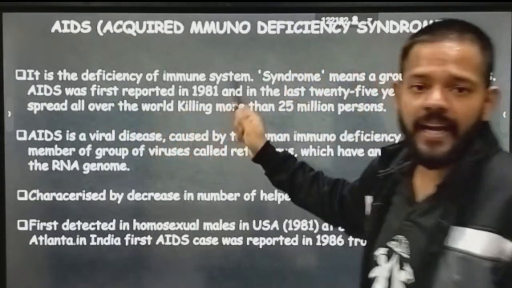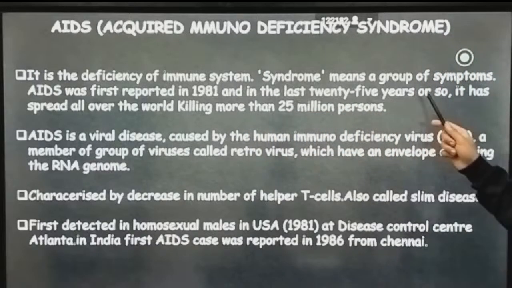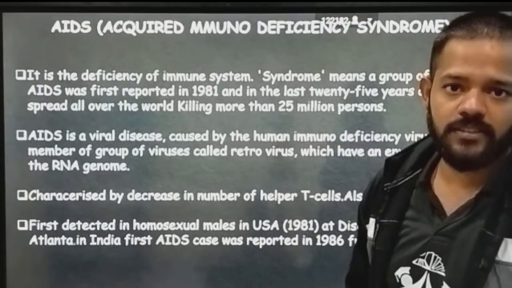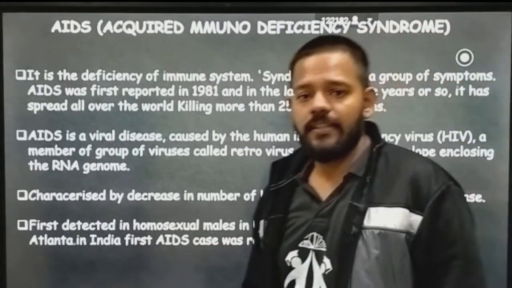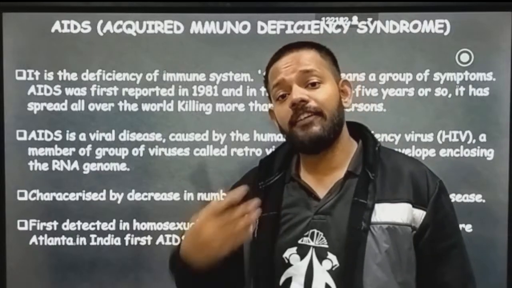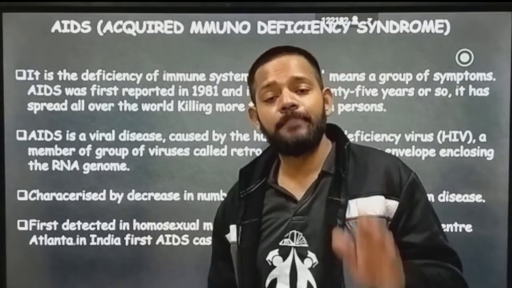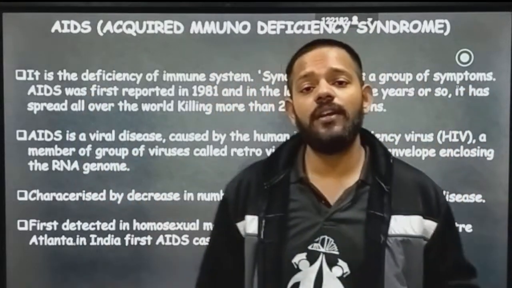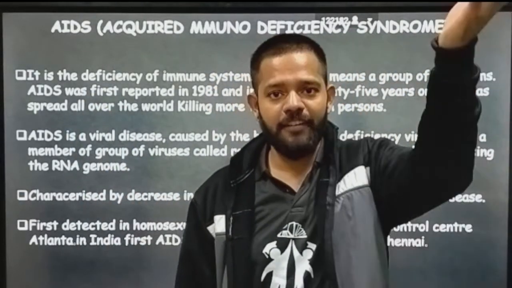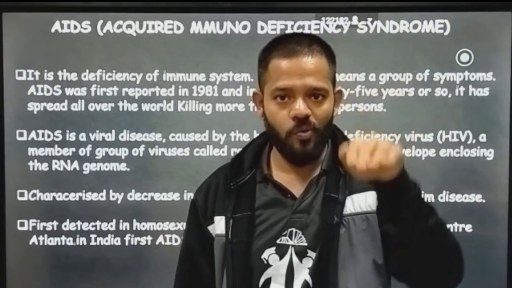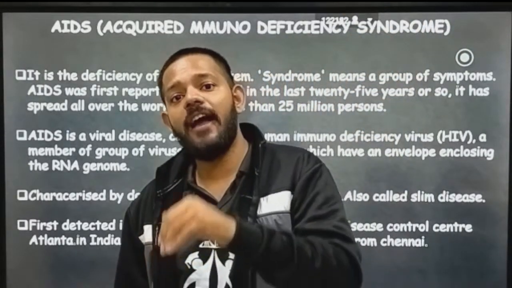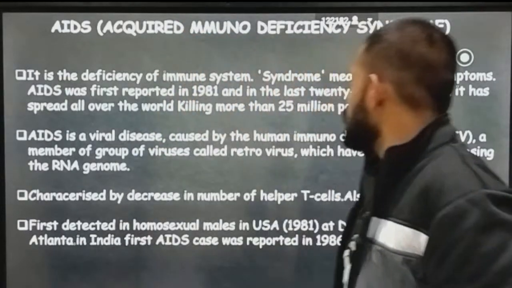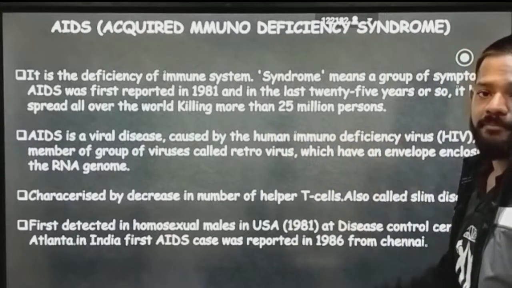AIDS was first reported in 1981. In the last 25 years or so, it has spread all over the world, killing more than 25 million persons. The kill rate of AIDS is low, but it spreads vigorously. Just compare two diseases, corona and AIDS. COVID-19 has a very high infectious rate but its killing rate is low, while HIV has a very high killing rate and a very low spread rate.